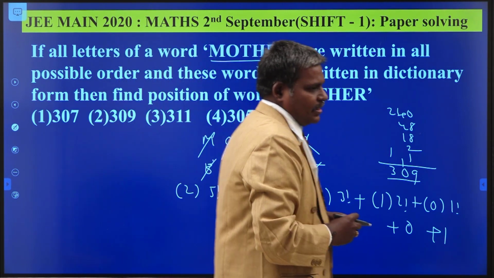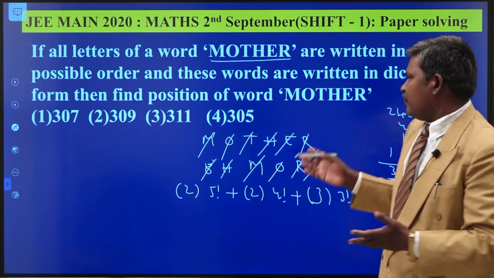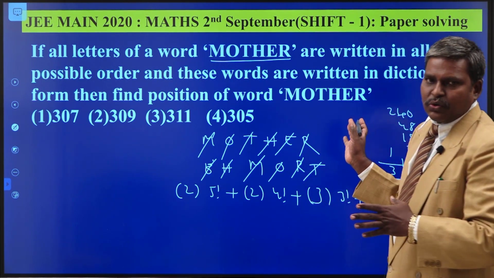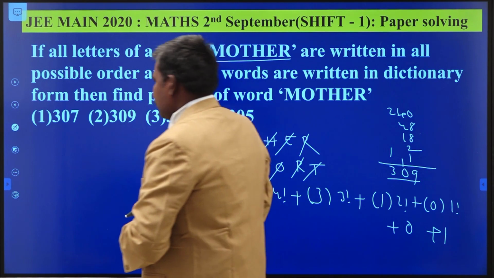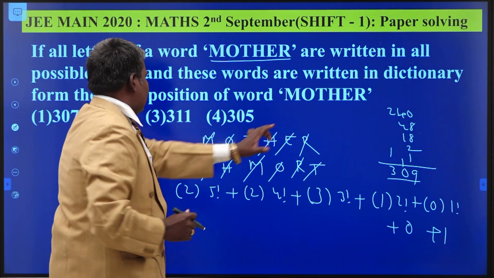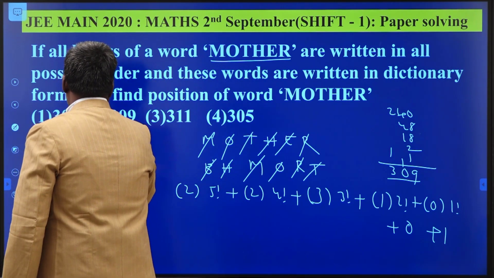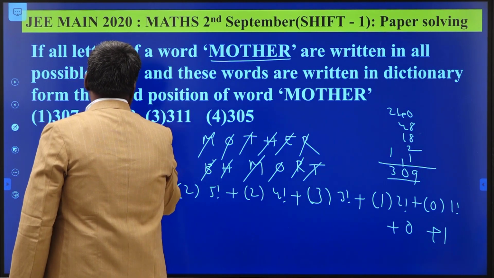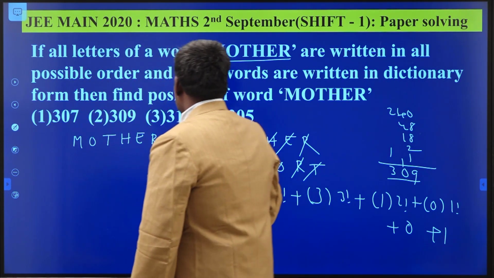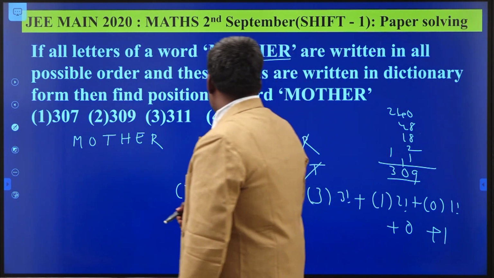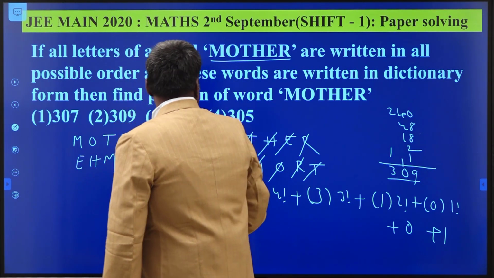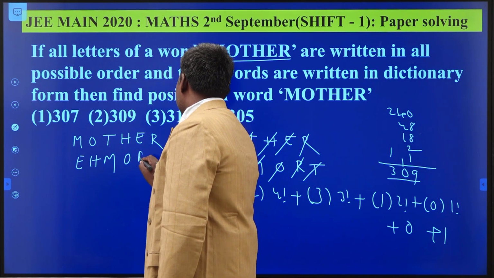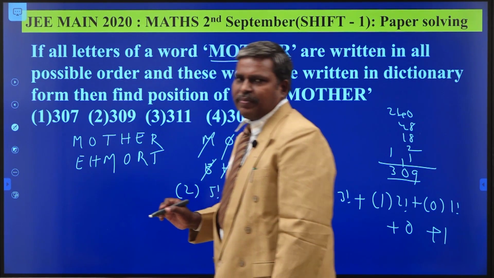In this question, if the letters of the word MOTHER are given, you have to find out the rank of MOTHER. All of you know the well-known formula, how to find the rank of some word. We will just give the shortcut method. This is MOTHER, M-O-T-H-E-R. I will write in alphabetical order: E-H-M-O-R-T. Just write the alphabetical order.